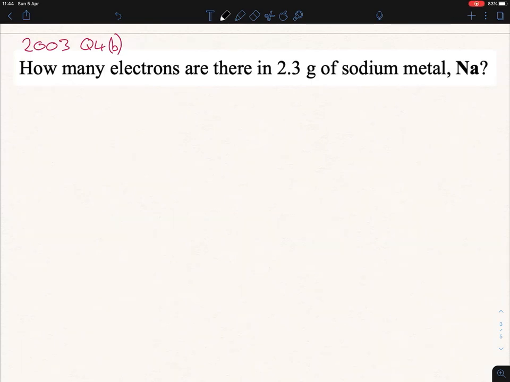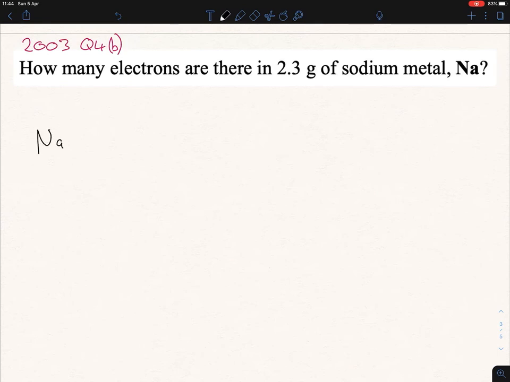Hello everybody, so today we're going to look at calculating the number of electrons in 2.3 grams of sodium metal. Now, if we're reading this, normally it's a subatomic particle equation in terms of finding out your number of electrons. But this is slightly different, okay? Let's have a look why that is the case. We do our Na here.